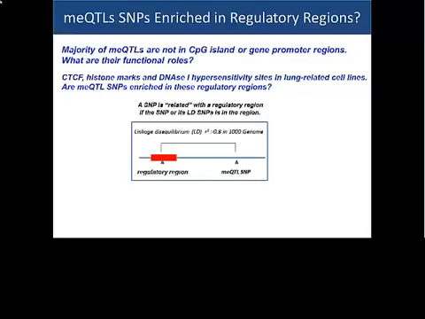So the question is, are our methylation QTL SNPs enriched in these regulatory regions? Before I proceed to the enrichment analysis, we have to define how a methylation QTL SNP is related to a regulatory region. Given a methylation QTL SNP, if this SNP or its LD SNP is located in the given regulatory region, we say that this methylation QTL SNP is overlapping with the given regulatory region. Based on this criteria, we do the enrichment analysis.